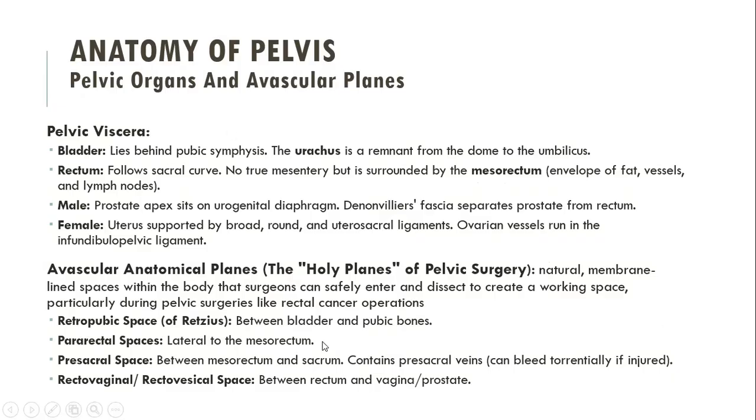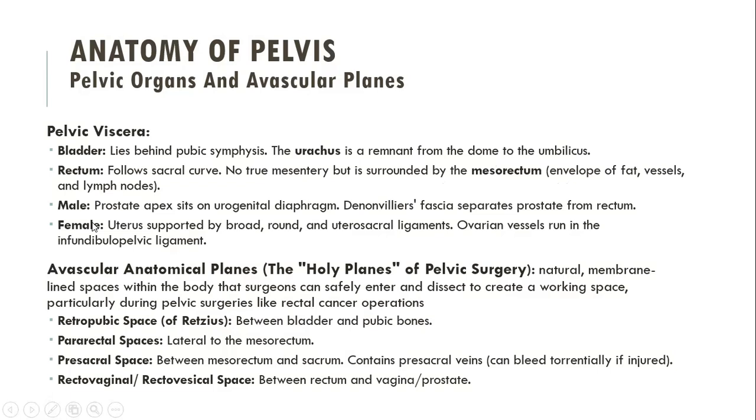Now, what are the important pelvic organs and what are the avascular planes? Pelvic viscera, importantly, you see the bladder is there, the rectum you see there, and in the male you see the prostate and in the female the uterus. The bladder basically lies behind the pubic symphysis. And the ureter, that is the remnant of the dome of the umbilicus, is also found in the pelvic region. The rectum follows the sacral curve, and it has no true mesentery, but it is surrounded by the mesorectum, that is an envelope of fat, vessels, and lymph nodes.